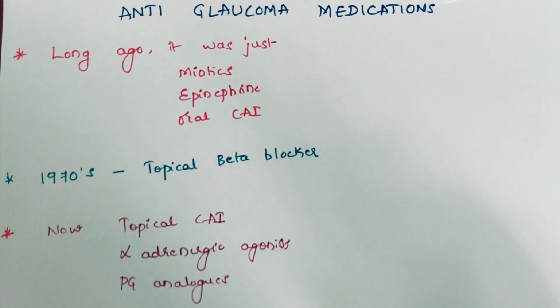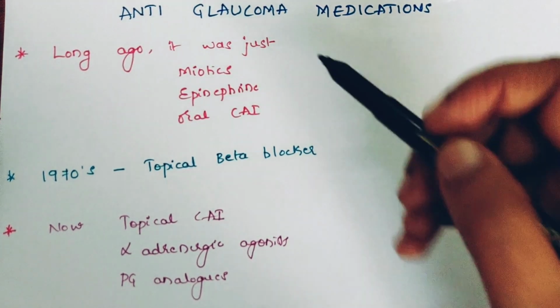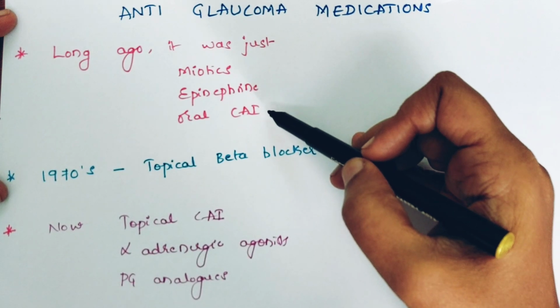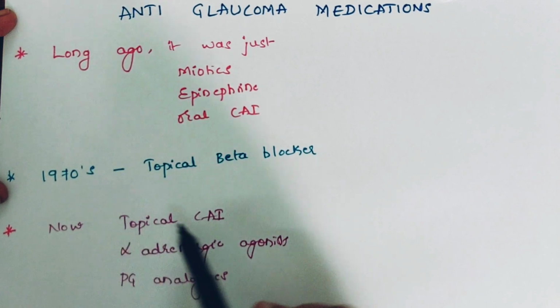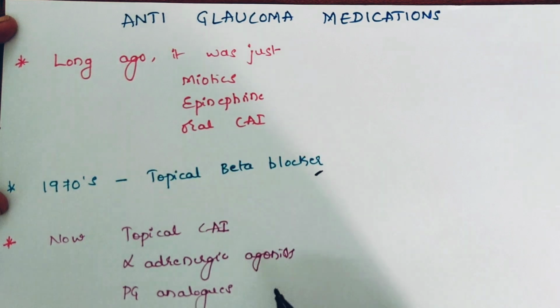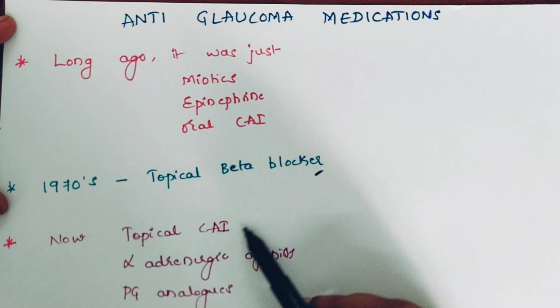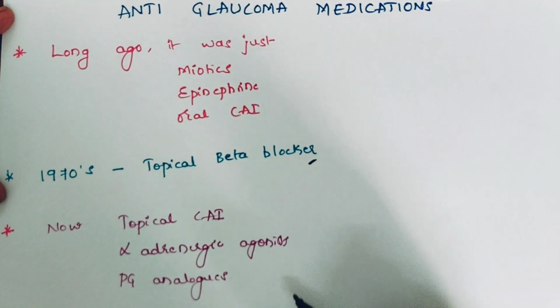There are so many anti-glaucoma medications of the drops which are introduced now, which has really made the treatment of glaucoma much easier. And long ago it was just miotics and epinephrine or the oral carbonic anhydrase inhibitors which we had for the treatment of glaucoma. And later in the 1970s, the introduction of beta blockers really made a significant impact in the treatment of glaucoma patients. And now we have newer topical medications like topical carbonic anhydrase inhibitors, alpha-adrenergic agonists, and even the prostaglandin analogs. All these newer medications have significant positive impact on the treatment due to their increased IOP lowering effect as well as relatively low side effects.